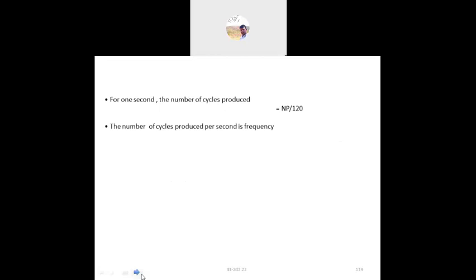So this is the frequency. The number of cycles produced per second is the frequency, that is f equals NP by 120, in cycles per second or hertz. So this is about the AC form, and how we take the AC sine wave is the next topic.